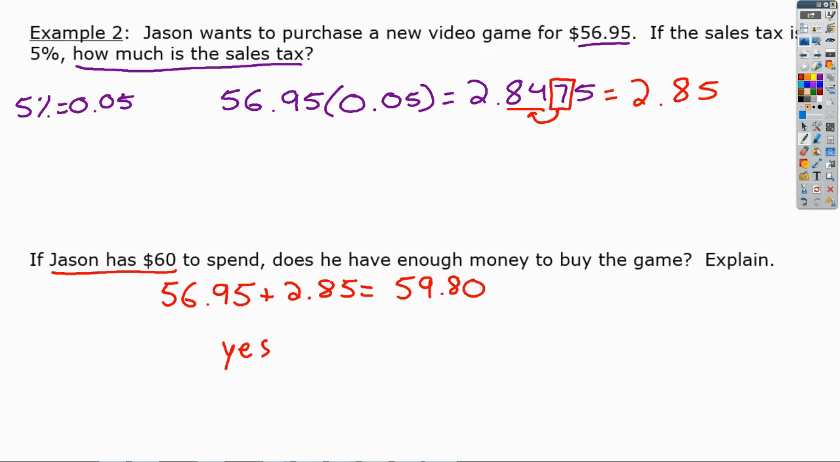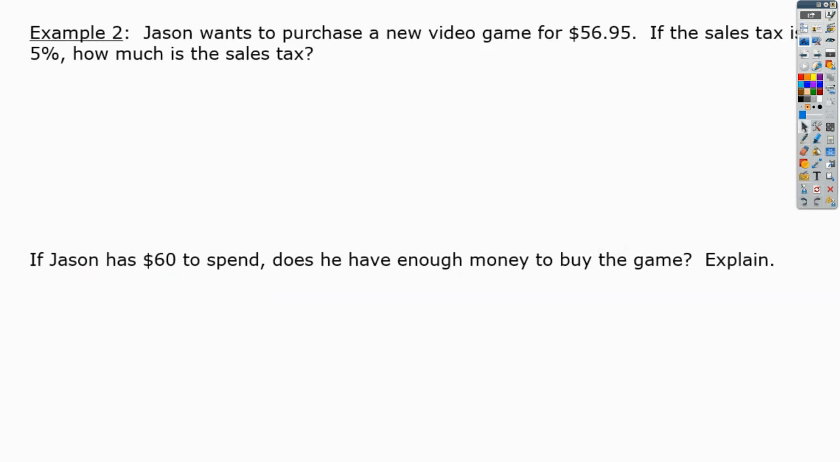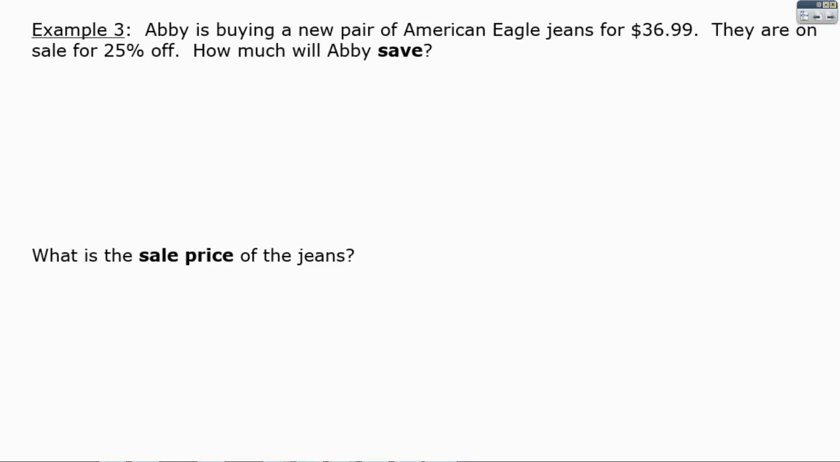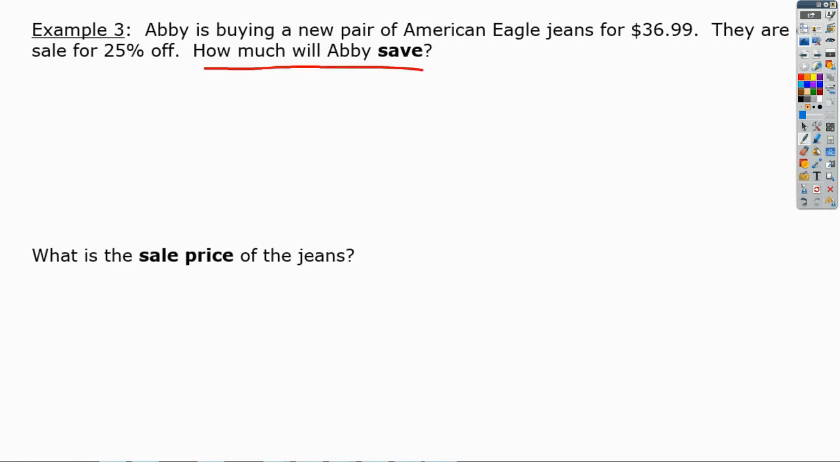All right, let's look at our last problem. The final problem we got to do is a discount problem. Now, this should be everyone's favorite because we love getting discounts. So let's read this problem. It says, Abby is buying a new pair of American Eagle jeans for $36.99. They are on sale for 25% off. How much will Abby save? So once again, they didn't ask for the total. This first question just wants to know, how much will Abby save? And that's just a fancy way of saying, what is the discount?